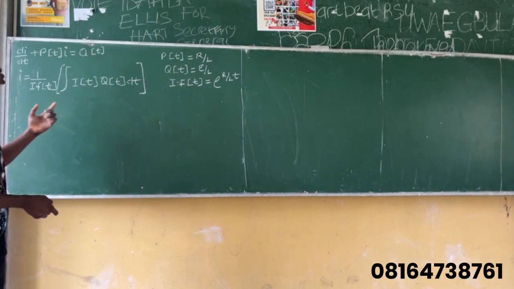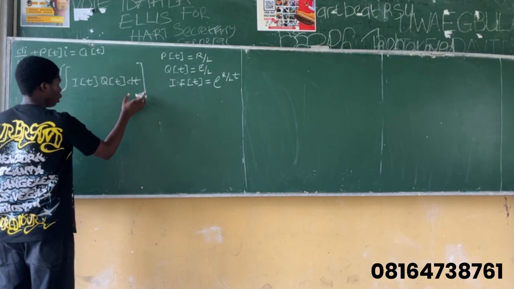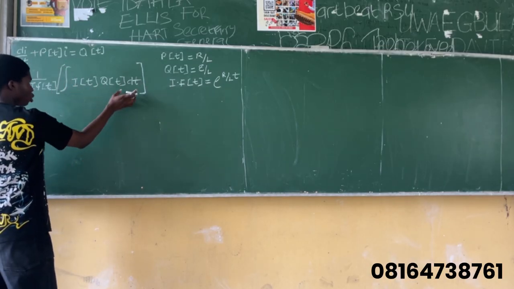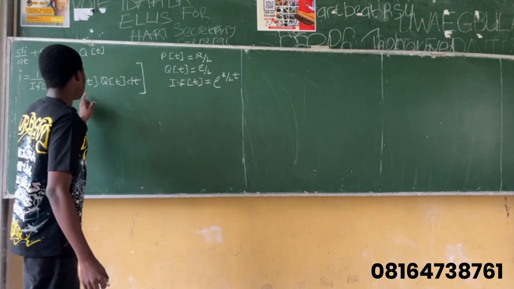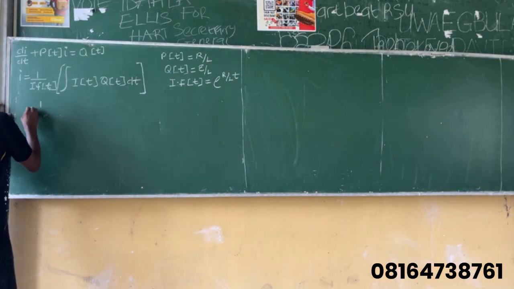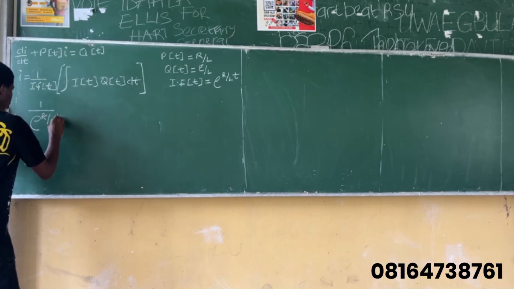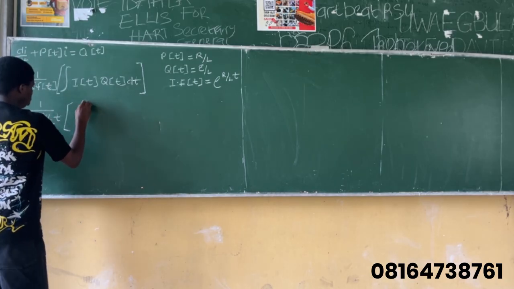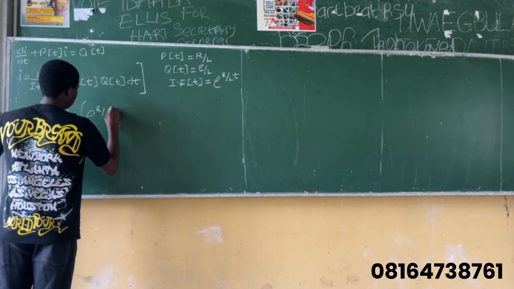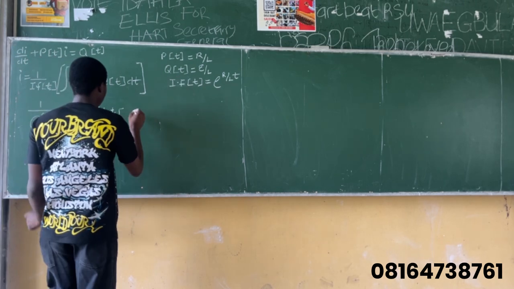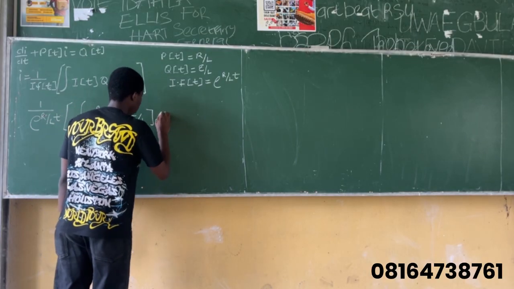So now we are going to be imputing all the parameters. And let's not forget I omitted a dt here. So we are going to be multiplying this with respect to dt. So now let's impute all the parameters. We have I of t. So this is 1 over e raised to the power R over L t, integral of e raised to the power R over L t, our Q of t is giving us E divided by L dt.